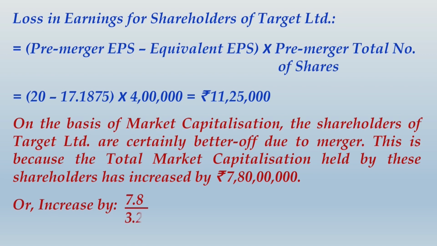So the percentage increase, if at all you want to find, it will be 243.75% increase. So friends, do one thing, write up this part, and then I'll show you the percentage loss of earnings also. And we would conclude that from the viewpoint of earnings, they are worse off than earlier. However, from the market capitalization viewpoint, what you find on screen, they are certainly better off. So write up this part quickly, and then we move ahead.